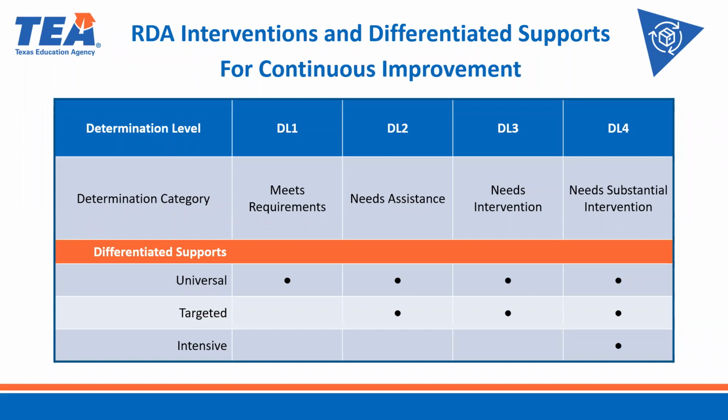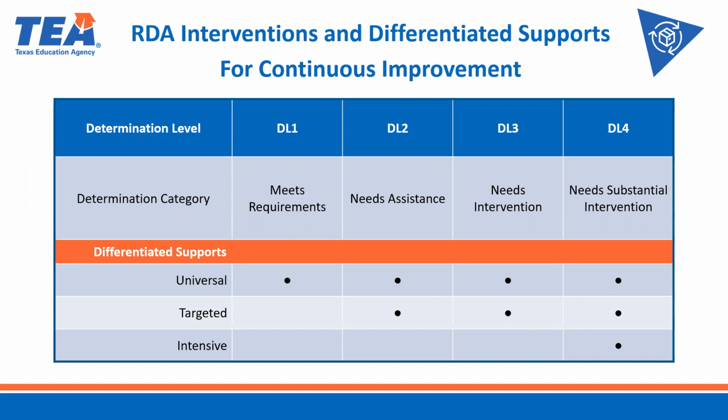Intensive supports are identified to prioritize areas of need for LEAs who obtain a determination level 4. Like targeted supports, they are designed to address the needs identified through RDA indicator analysis and to assist LEA efforts to improve educational outcomes for students. LEAs participating in intensive supports benefit by prioritizing improvement activities that directly address needs, build capacity to identify and address the root cause or causes of performance gaps, and establish a culture of continuous improvement.